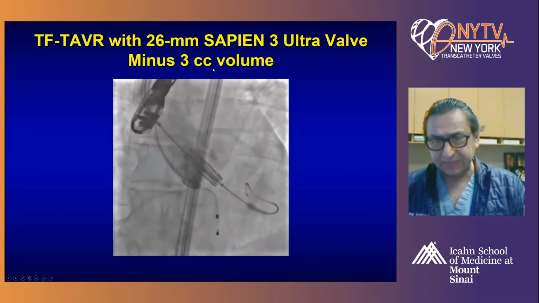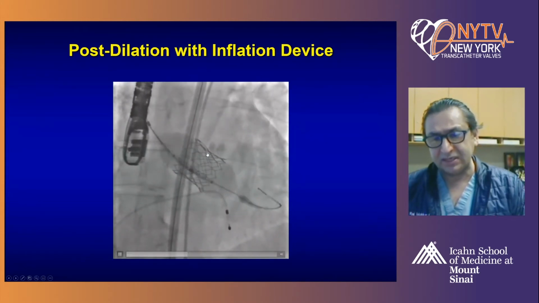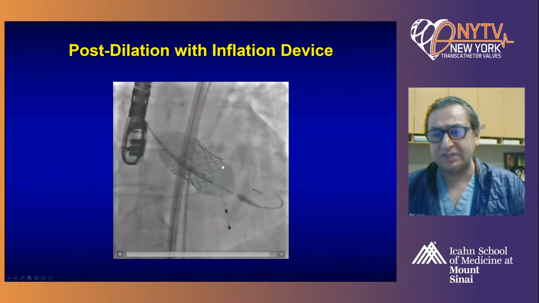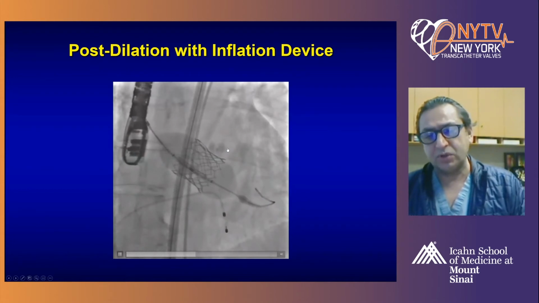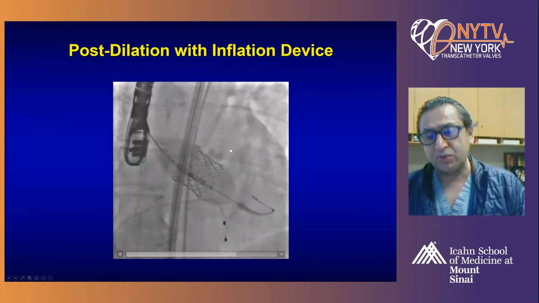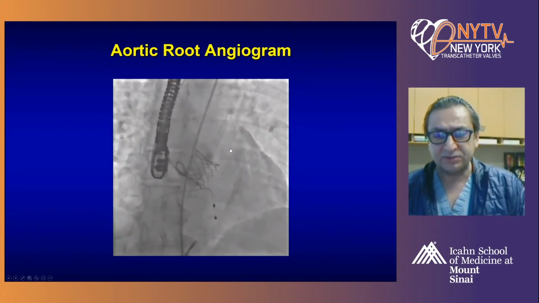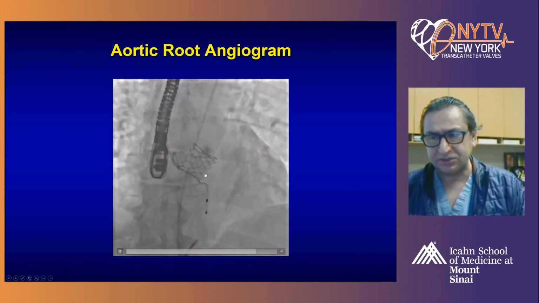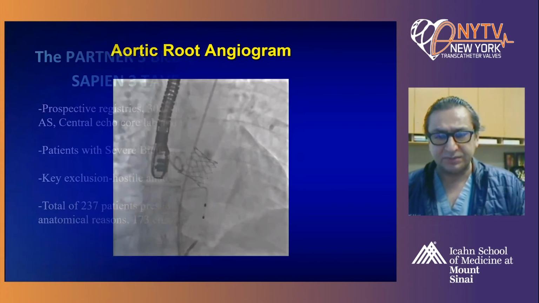I think these things are important as we do these procedures, and you can see how the calcium actually causes the recoil, which necessitated an additional dilatation, not with more volume, but with the same volume. This is the aortic root angiography. So it was feasible and possible to do this high-risk patient because the clinical situation demanded so, but I think one has to be careful.